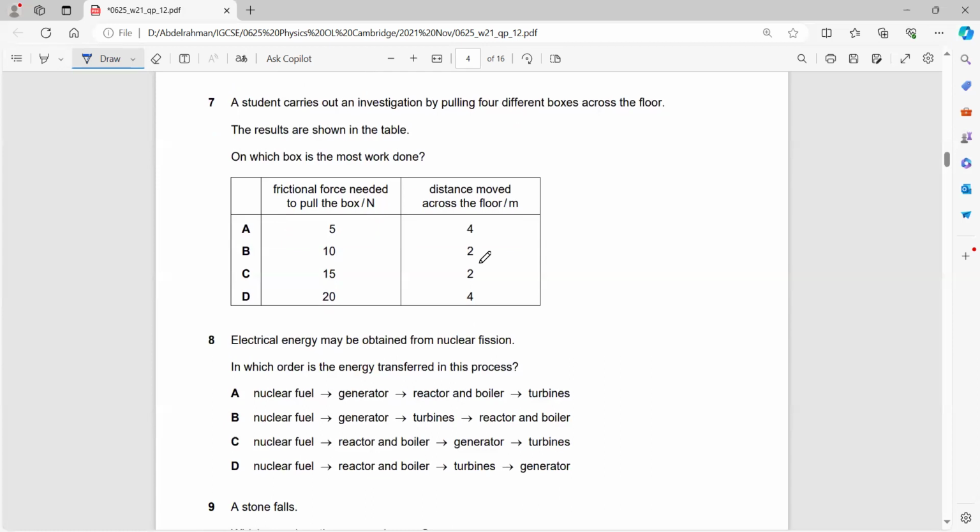Soon carries out an investigation by pulling four different boxes across the floor. On which box is the most work done? Someone's saying D, 20 times 4 is 80. Yes, 80 joules. If you calculate any other, for example, box A, it would be 20 times 30. So it's only 80. Yes, it is D.